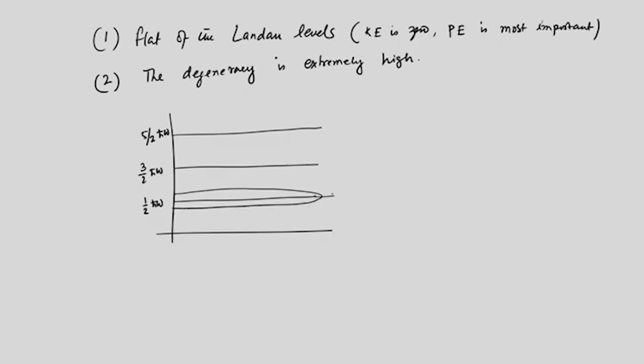Now, we know that these levels are broadened because of the presence of disorder, and now they are also broadened because of the presence of interactions. Okay, so let me show you one Landau level which is broadened.